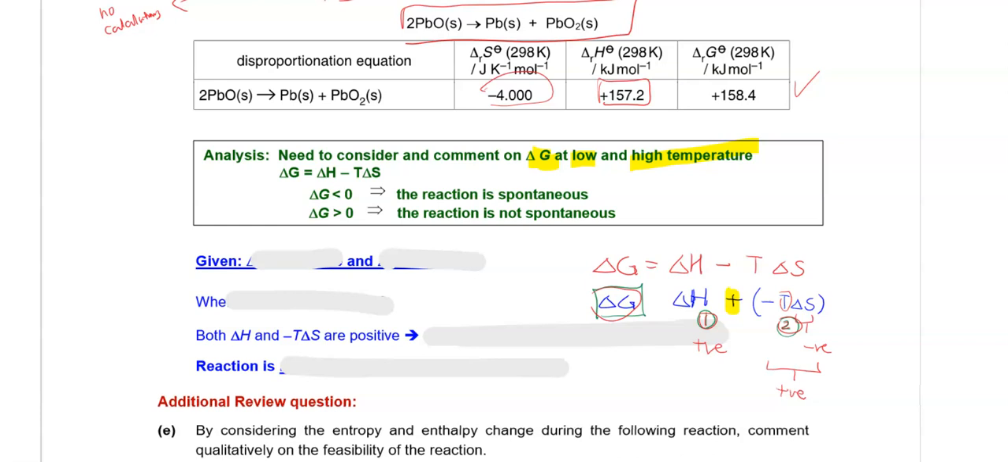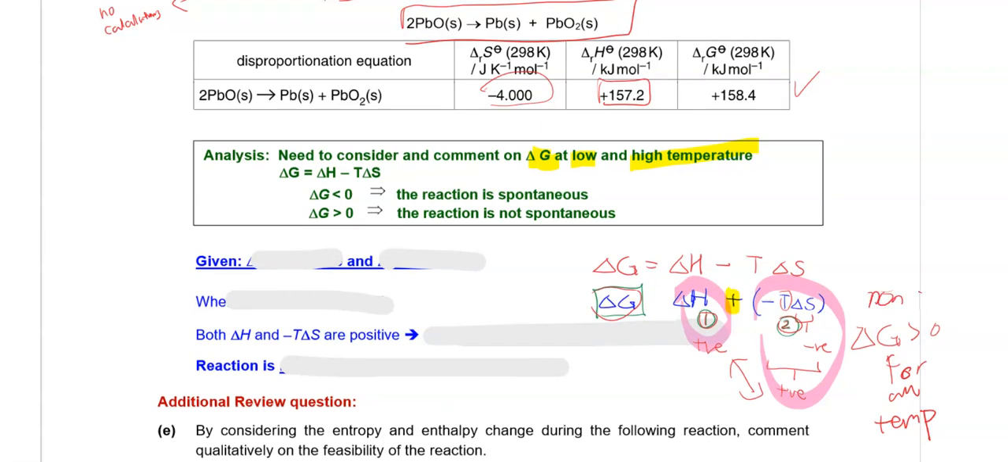So in this case, you have a positive delta H term, and you have a positive negative T delta S term. When you sum these two terms together, it will always be positive. Conclusion: delta G will always be more than 0, and this happens for all temperature. In other words, it will be non-spontaneous for all temperature.